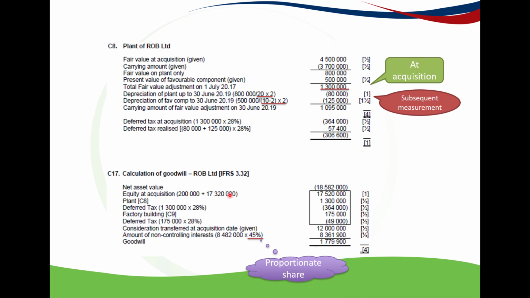And then with the goodwill, there again is equity at acquisition, which is given, so it's an easy mark. The plant, which we've calculated the fair value of, an easy half mark. The deferred tax at 28%. The building related deferred tax. There's our consideration that was given, an easy mark. And then our NCI, which is at proportionate share, another easy half mark.